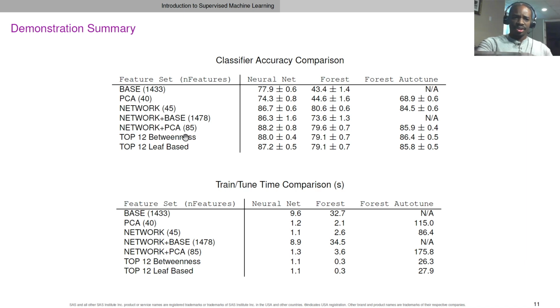For the forest models, we found that we could do better by selecting better hyperparameters. As a systematic and straightforward way of selecting good hyperparameters, I demonstrated the Autotune action set, which produced roughly 24% lift in accuracy for the PCA features model, and roughly 4 to 6% lift in accuracy for each of the network enhanced feature sets.